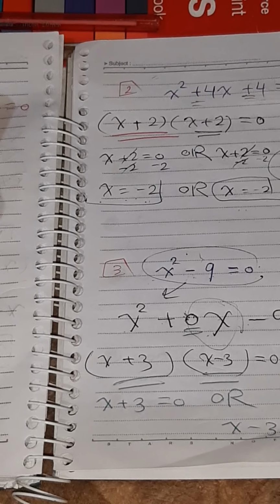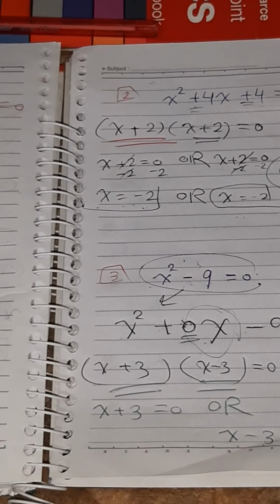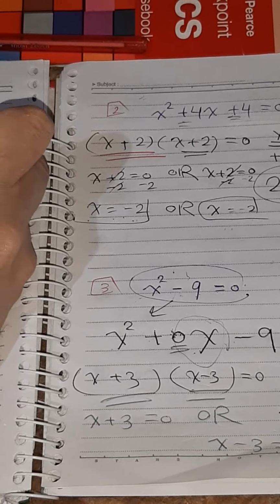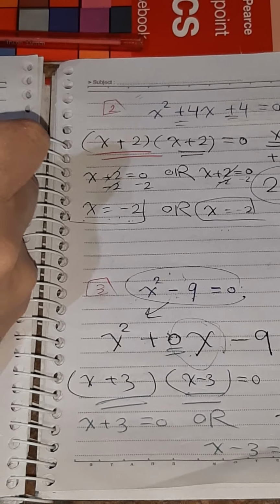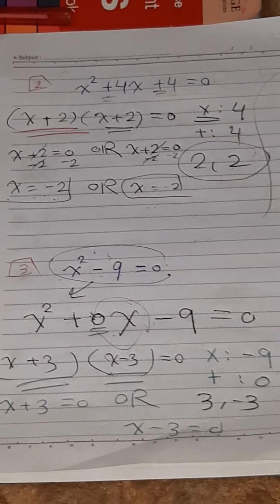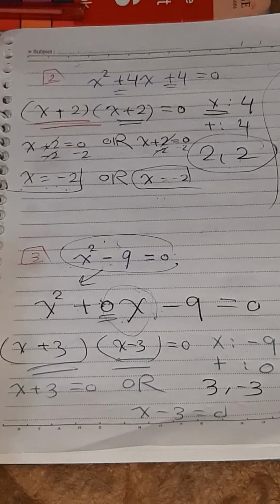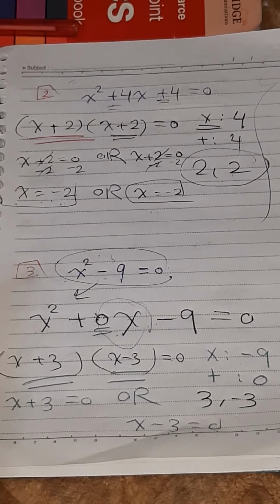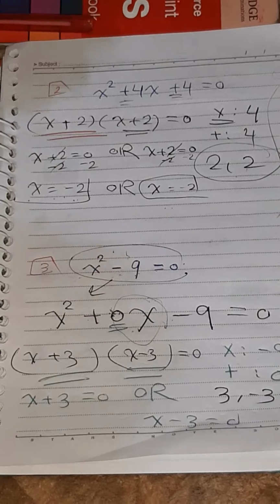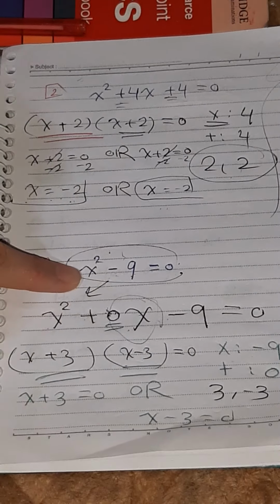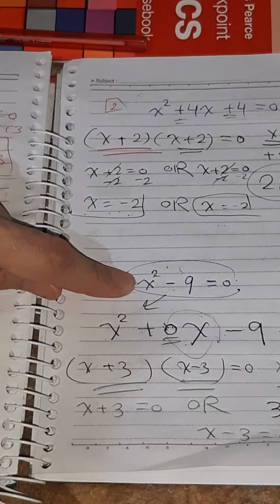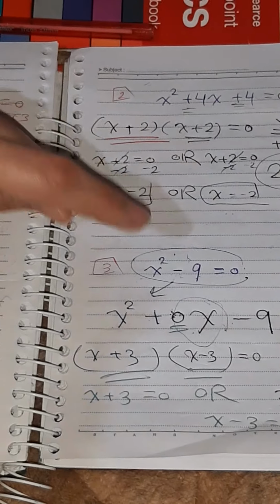Minus 3 and minus 3 cancelled. Then x equals negative 3, or plus 3 and plus 3 cancelled, x equals 3. So here there are two different values of x: x equals negative 3 or x equals 3. Here, if you substitute x by 3, 3 squared is 9, 9 minus 9 is 0. If you substitute x by negative 3, negative 3 squared means negative 3 times negative 3 equals 9, and 9 minus 9 is 0.